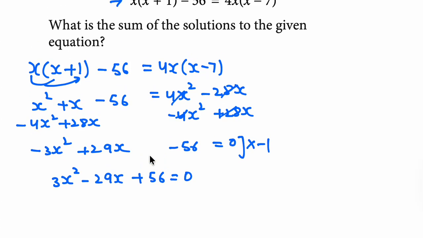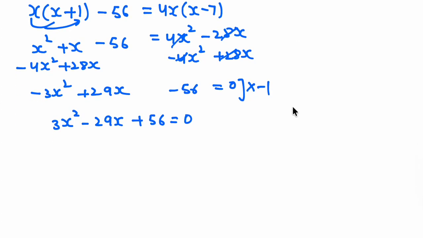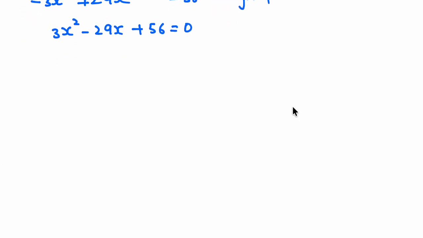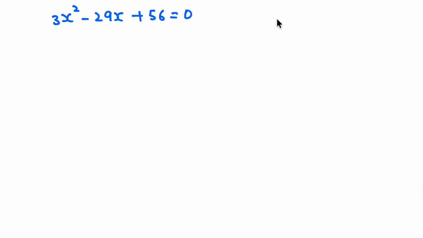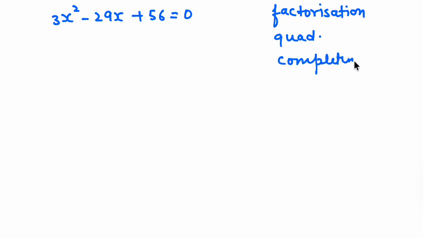Now, when the question is about the sum of solutions, solution always means we have an equation and we have to find the value of the variable. It's a quadratic equation, so we have to find the values of x and then take the sum of them. As it is a quadratic equation, we can solve it by the factorization method, or quadratic formula, or completing the squares, right? Completing the squares is a little bit tricky.